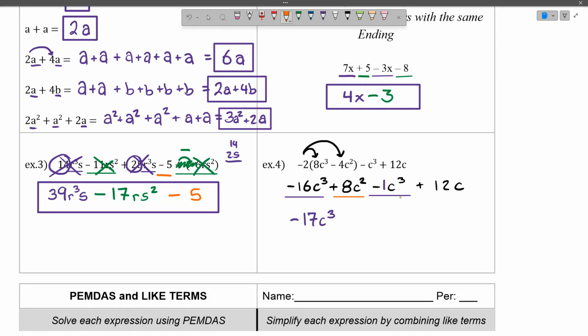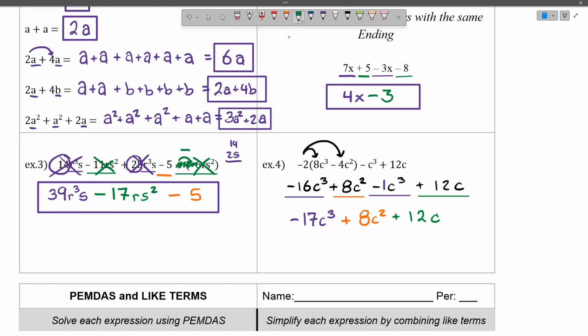Okay, that's done. Let's take a look at the next highest exponent, 2. We've got c squared. Are there any other c squareds? No. So we're just going to drop that down with the sign that's next to it. Make sure you keep that sign with it. And then we'll cap it off with this 12c. Is there any other just plain old vanilla c? No. So we're just going to keep it the same.